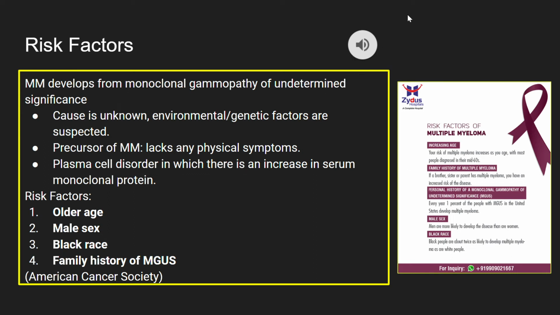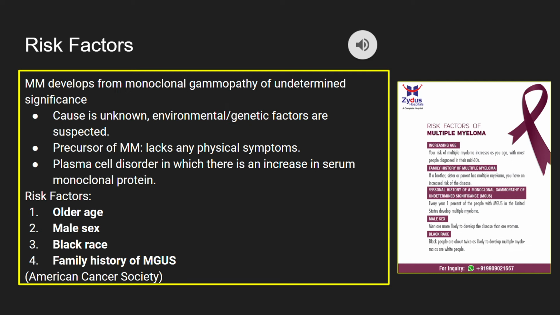So multiple myeloma almost always develops from a disorder called monoclonal gammopathy of undetermined significance. The cause of this disease is unknown. However, there is some research looking into the possible environmental and genetic factors. It is also known as MGUS. So it is considered the precursor of multiple myeloma, and it lacks any physical symptoms.